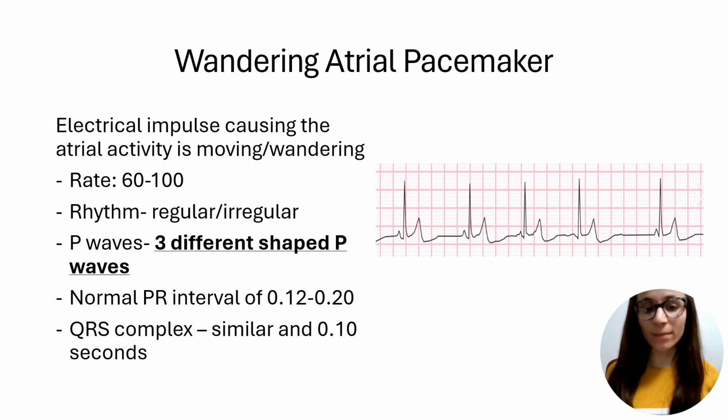So you're going to have the rate, rhythm, it could be irregular, but the thing that's going to stick out is going to be your P wave. Your P wave, as you see, is very different in all this. It's going to have 3 different shaped P waves, as you see. There are 3 different shaped P waves.